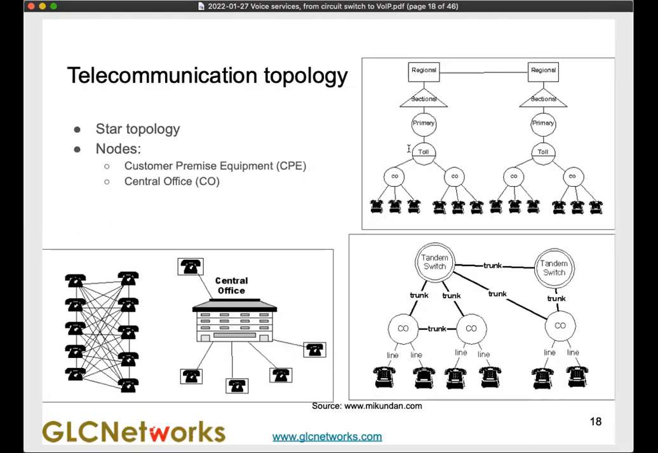So this is the topology, how they connect to each other. Every CPE, as they call it over here, will connect to a CO. Just like this. And then from the CO it connects to the other CO. The cable that connects them is called a trunk. And then we have a trunk over here and over there. That's how it looks like.